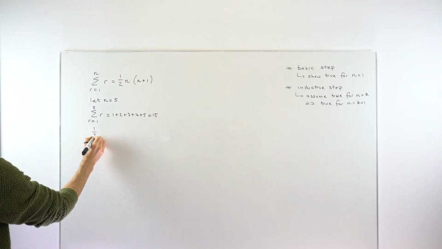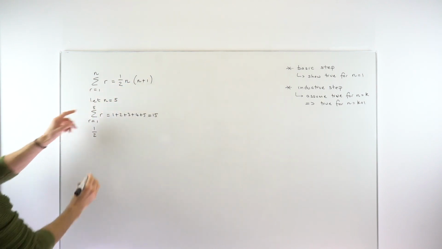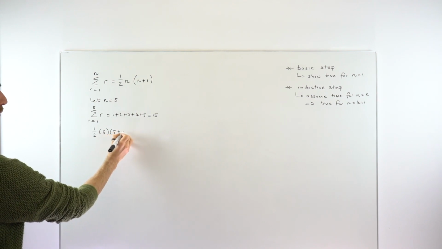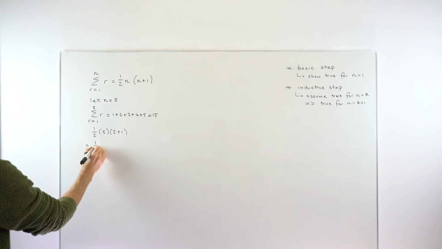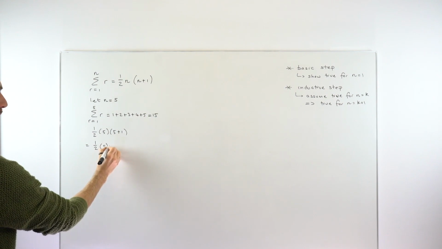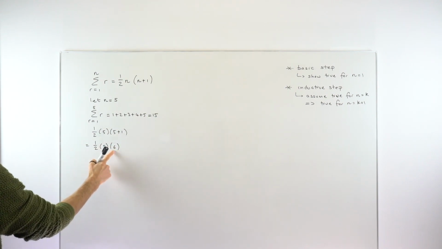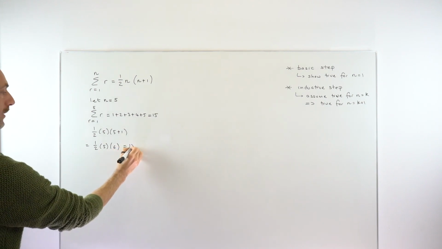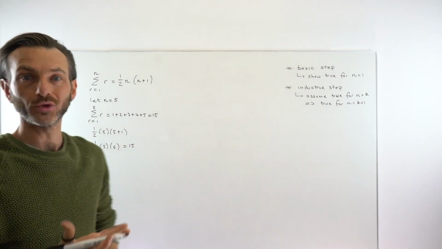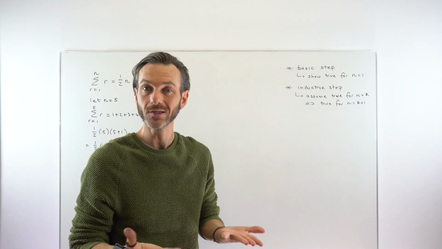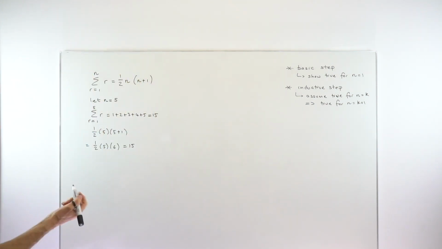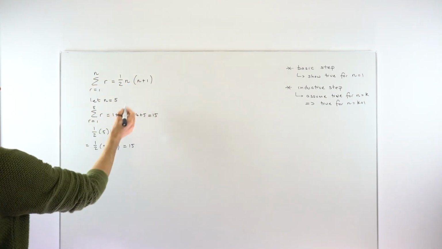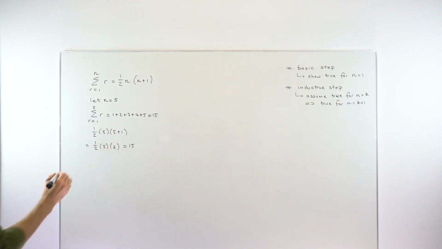So if we take 1/2, this time we're changing our n to 5, so 1/2 times 5 times 5 plus 1. So that's going to be equal to 1/2 times 5, 5 plus 1 is 6, so times 6. 1/2 times 6 is 3, 3 times 5 is indeed 15. So that comes out to be the same result. So that's just a demonstration of what this result in this case actually means. Now we want to go ahead and use proof by induction to show that this actual formula, the original formula we've just used there, is indeed true.